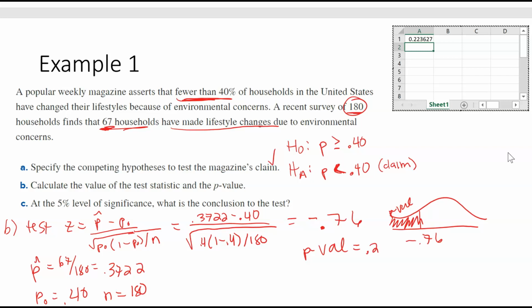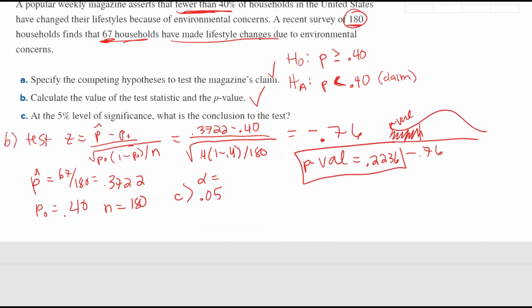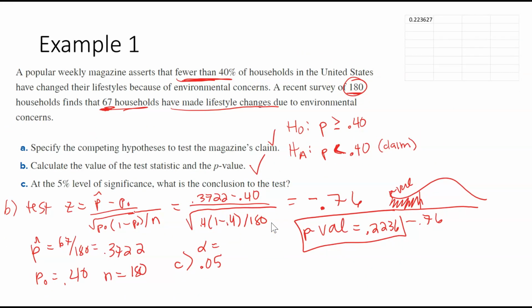And so our p-value is 0.2236. So at the 5%, so 0.05, if our alpha is 0.05, what is the conclusion? Now we need to compare our p to this. Our p is 0.2236, and we're trying to compare it to 0.05. First digit, it's already larger. So if the p is low, the null must go, so we do not reject the null. The p is not low.